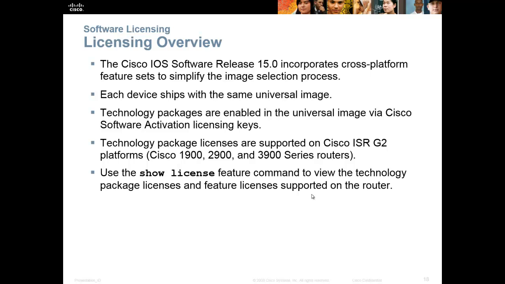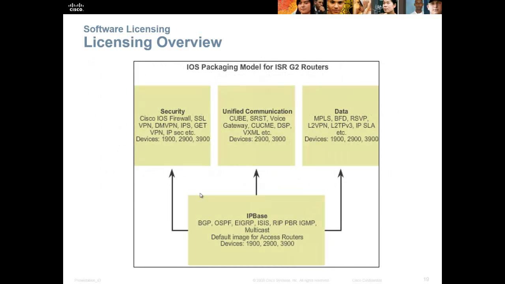All right, version 15 incorporates a cross-platform feature set to simplify image selection. So basically what they're saying is each device ships with the same universal image. And that universal image has all the features on it, but they're turned off. And you have to activate certain features with activation license keys. So if you do show license, that'll show you, on the 15 series or on version 15 and above, what license version you're running. And then, all right, that one's not right because that's IP base and that kind of stuff.